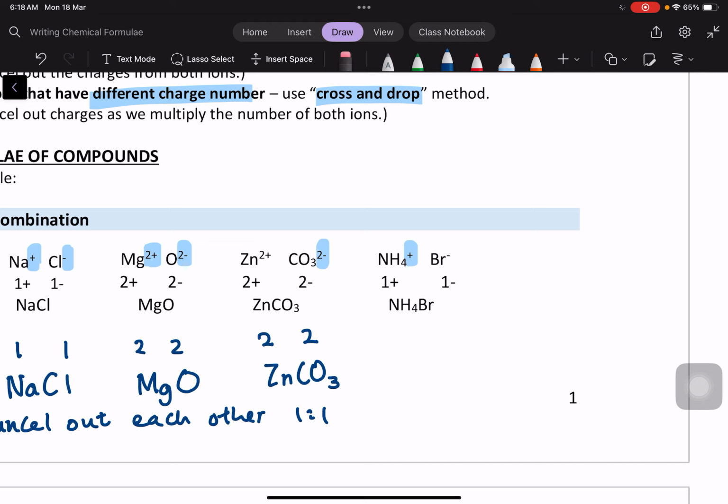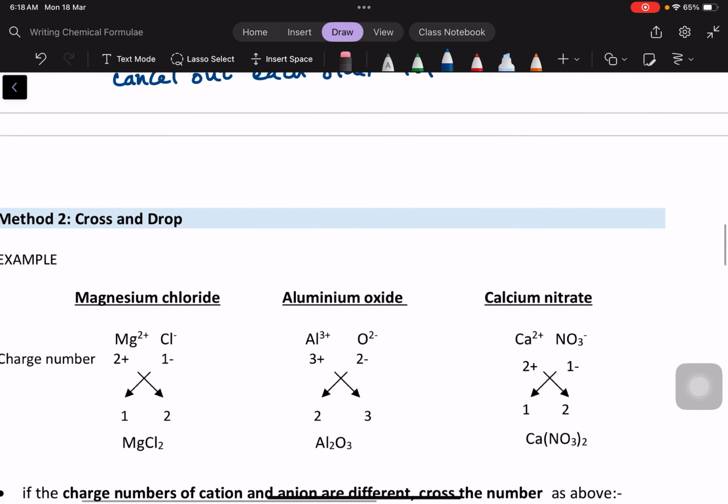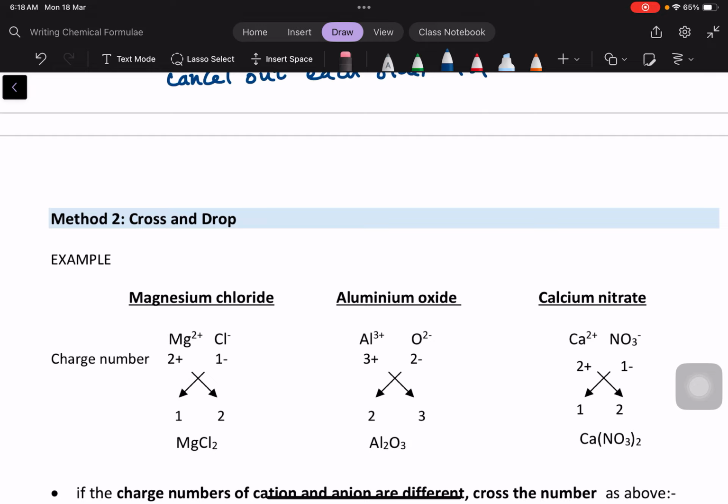The same thing goes for ammonium. The charge number is 1, and bromide is 1. Hence you have a ratio of 1-to-1, which also means the charges cancel out one another. Don't forget, the 4 belongs to the H, so it doesn't affect the charge number. In other words, you copy down the 4 and combine with 1 Br, and therefore the formula is ammonium bromide. This will be the easiest, as the charge numbers appear similar. Now, if the charge number is different, the method that I'm going to use is cross and drop.